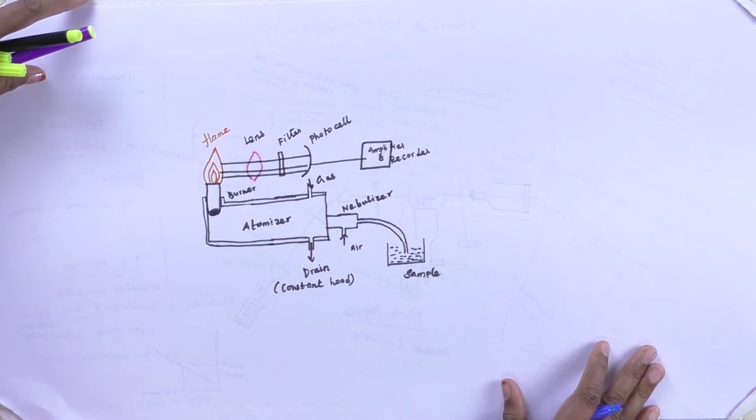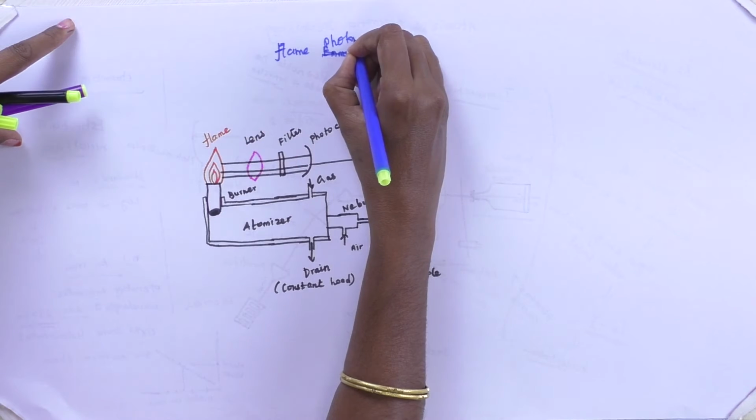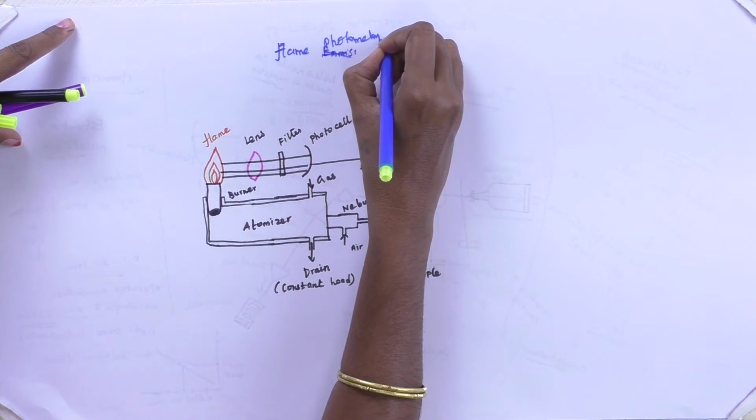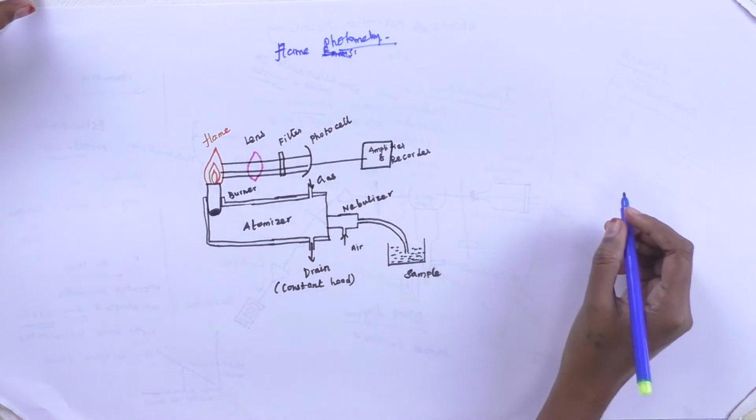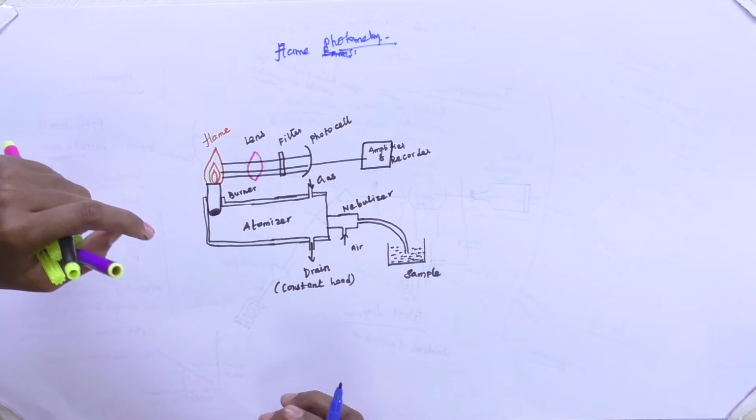So next we are moving to flame photometry, or flame emission spectroscopy. The working principle of flame photometry is like flame emission spectroscopy. First we have to convert the metal into the gaseous state. When we aspirate the metal into a flame, each and every metal shows or generates a particular color in the flame.